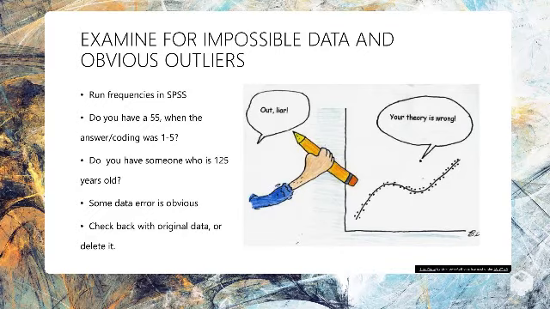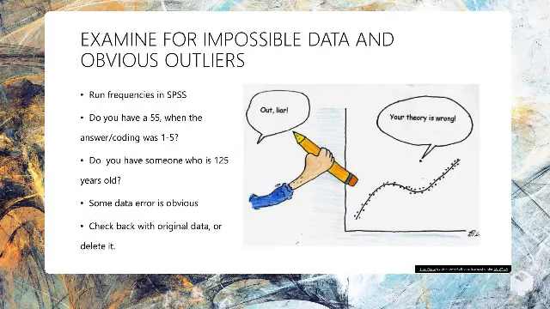So for instance, if you have a question that was coded 1 to 5, maybe from strongly disagree to strongly agree or something like that, and you see the number 55 show up on that question, you know that there was an error in data entry. And so you'll want to go in and fix that.